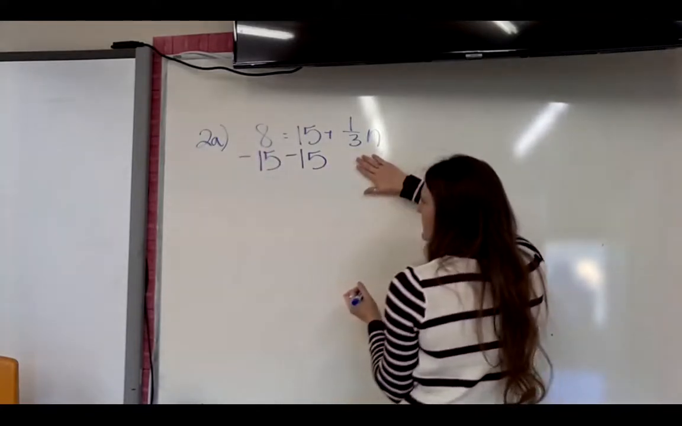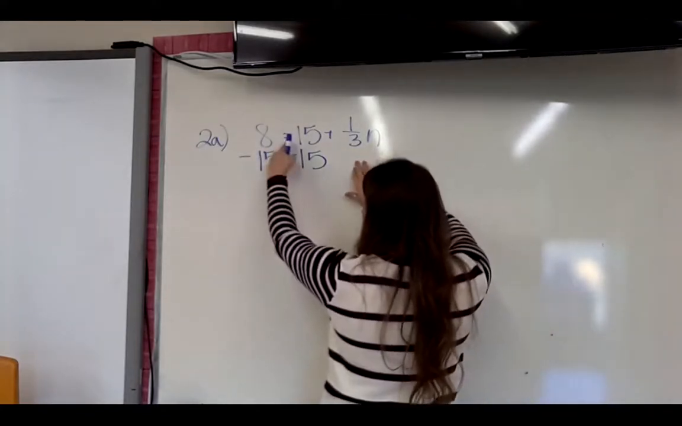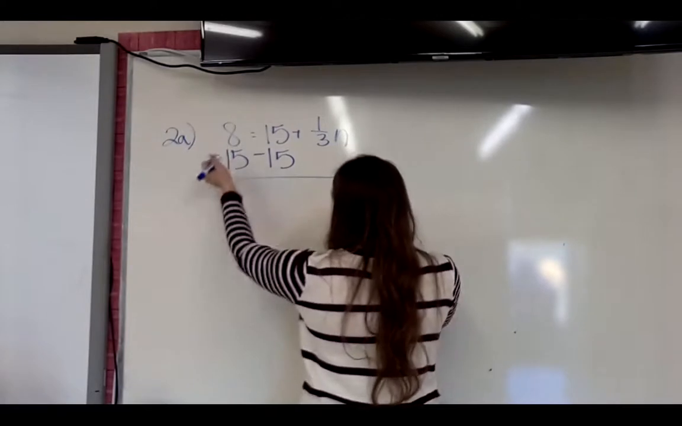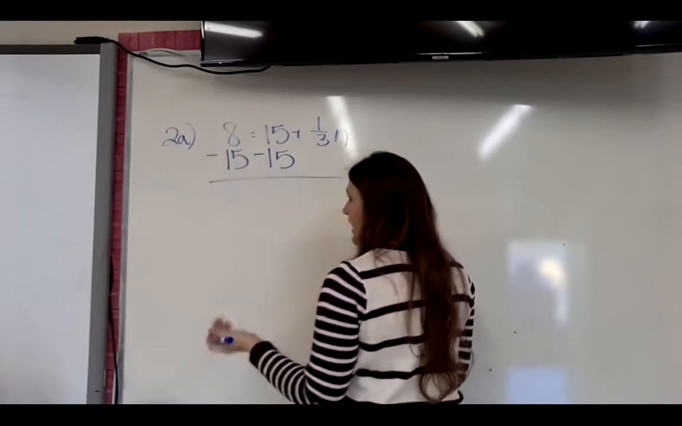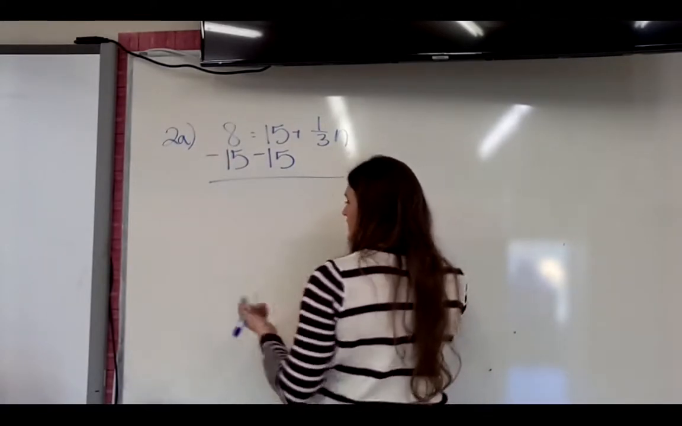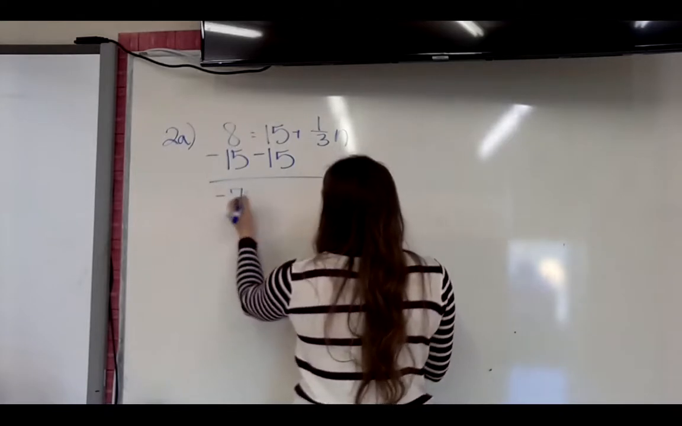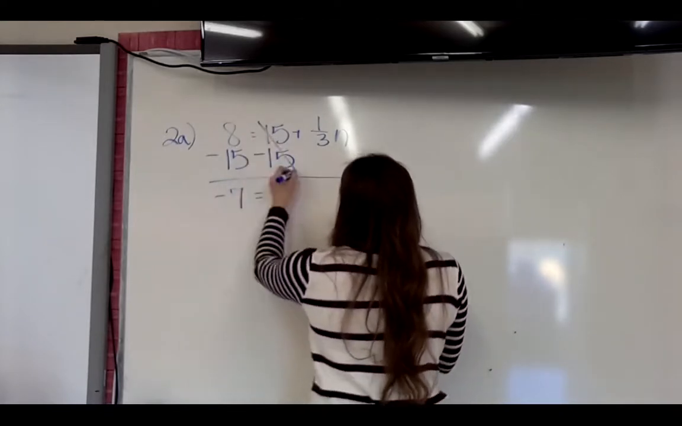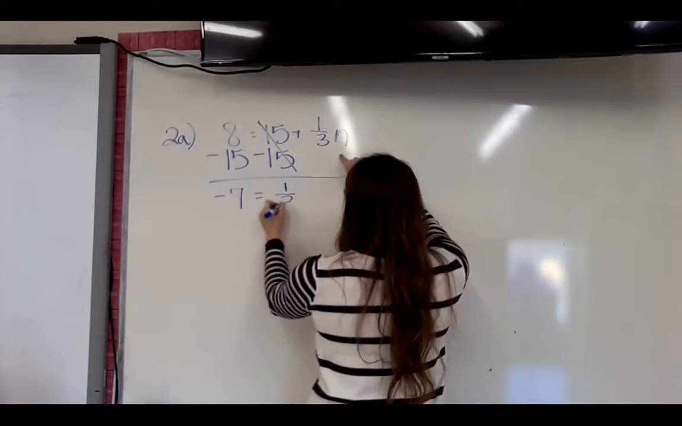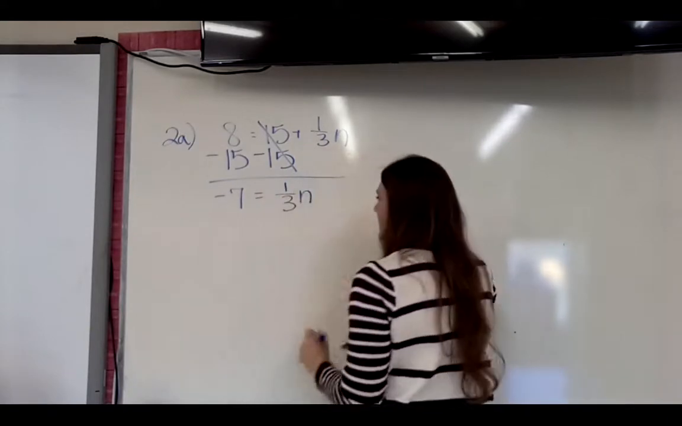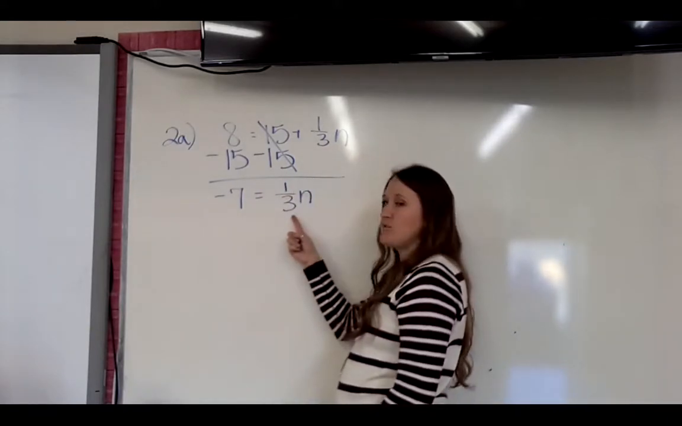Do not bring it over here. That does nothing. You do it on both sides of your equal sign. 8 minus 15, okay, so that's going to be a negative number. That is -7. 15 minus 15 cancels, and I'm left with positive 1/3 n. Okay, now we're still solving for n. We have to get rid of 1/3.